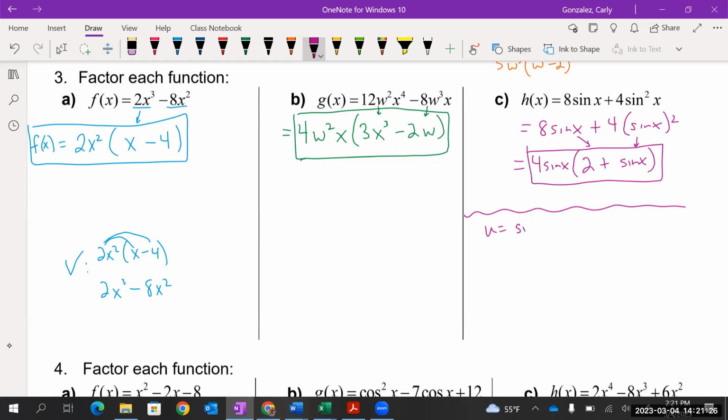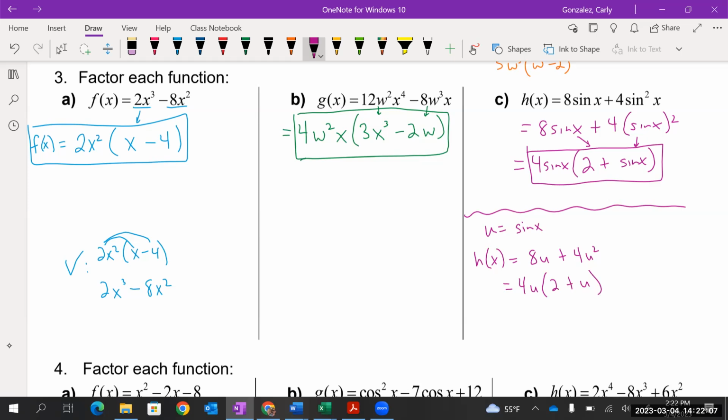So if we let U be sine x, then we could rewrite h of x as 8, instead of sine x, I could just write u, and plus 4, instead of sine squared x, I could just say u squared, since u is sine x. So I'm just simplifying it. Then I can do my factoring. So here, again, what's the GCF of 8u and 4u squared? I get 4u, and then what's left? 2 from the first term plus u from the second term.